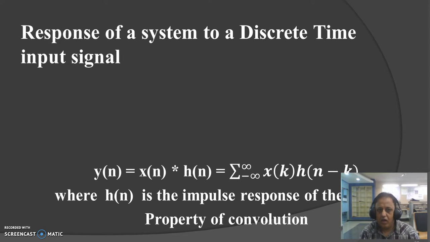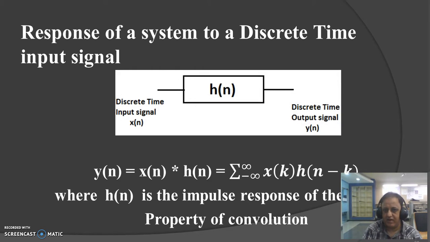So first, let's have a block diagram. You have a discrete time input signal x of n. You have h of n. Now this h of n is the response of the system to delta n. Delta n is the impulse, and therefore h of n is called the impulse response of the system. So basically delta n is a small disturbance that you give approximately at say n equal to 0, and you observe what happens, and the system gives some response, and that response is called h of n.